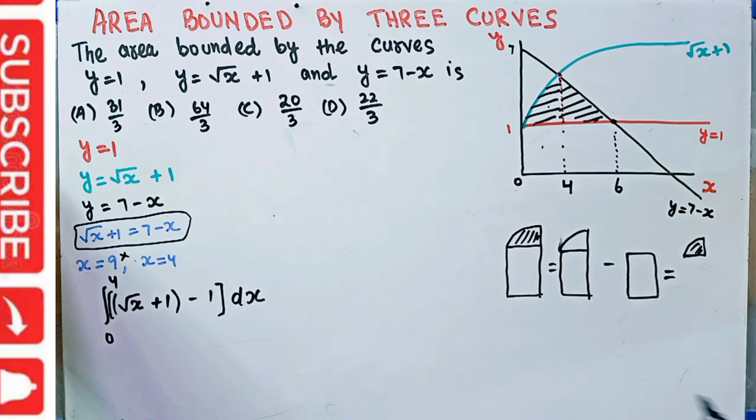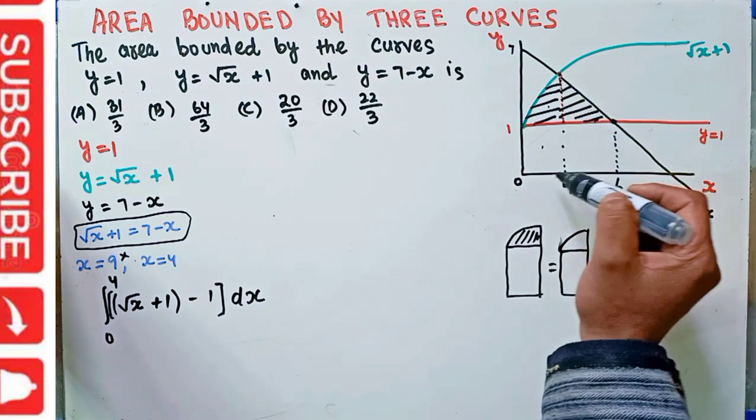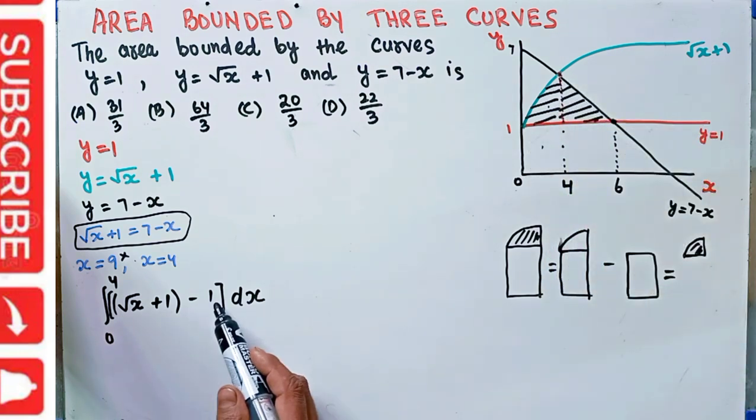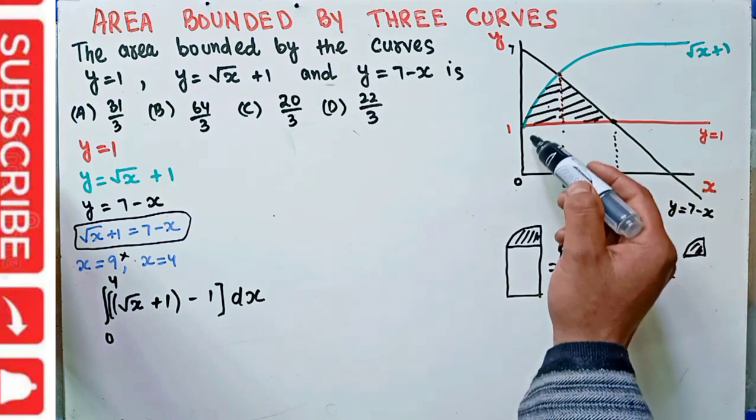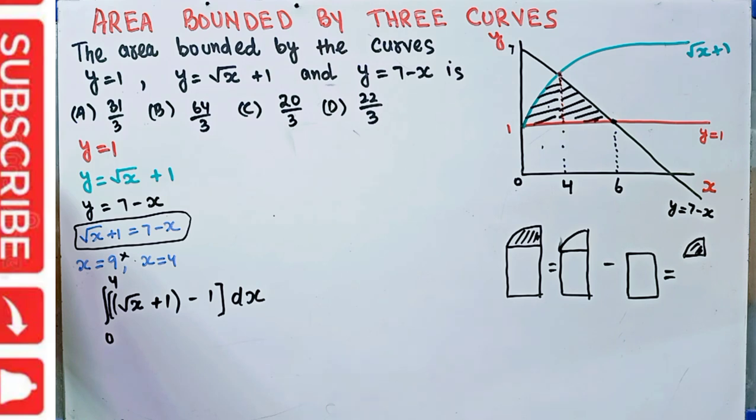That is the same thing I am doing here. Under root x plus 1 means the area of this whole region, minus 1 dx, the area of this region. Okay, so this minus 1 denotes the area of this white rectangle. Okay, and we integrated from 0 to 4.